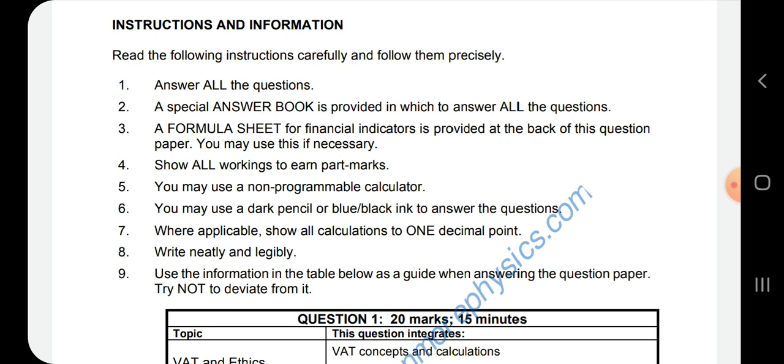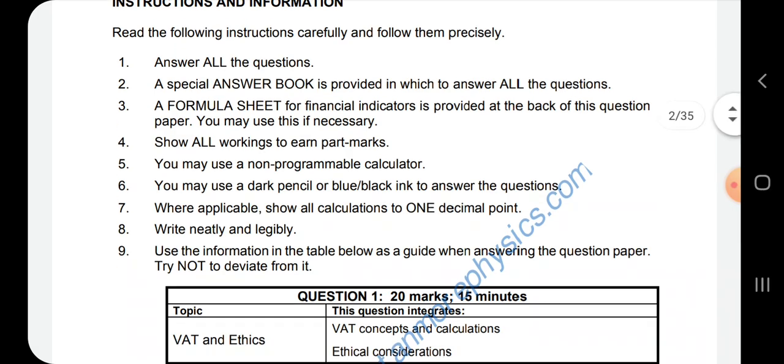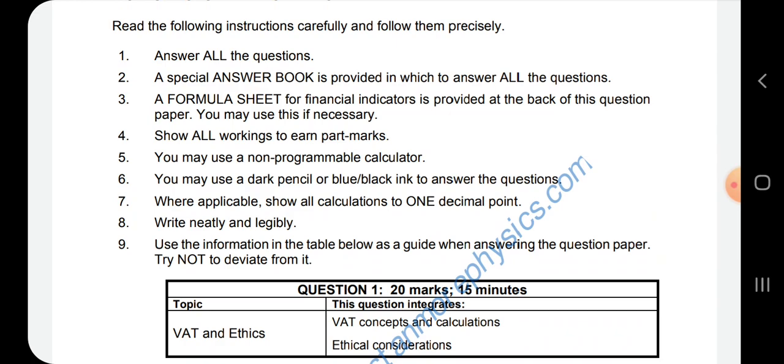You may use a non-programmable calculator. You may use a dark pencil or blue or black ink to write the questions. Then I skipped number 4: show all workings to earn part marks. So it's very important to show how you got to the answer. That gives you marks. If you don't show how you got your answers, you're going to be forfeiting marks. So it's very important, for your own sake, for your own benefit, please include calculations.